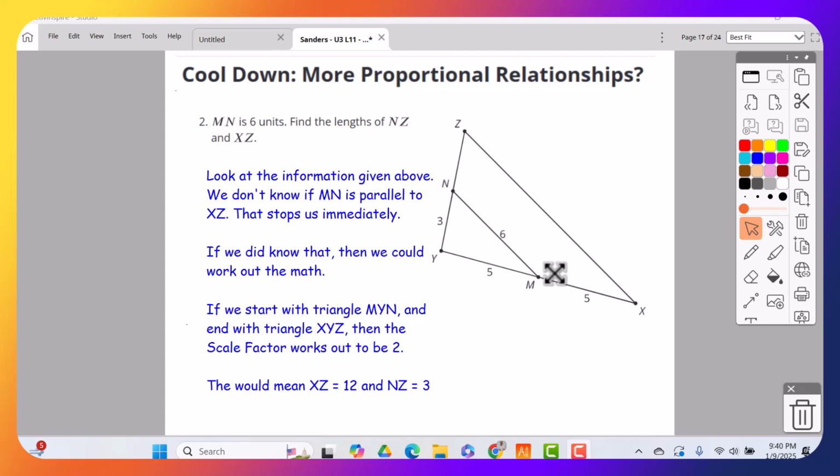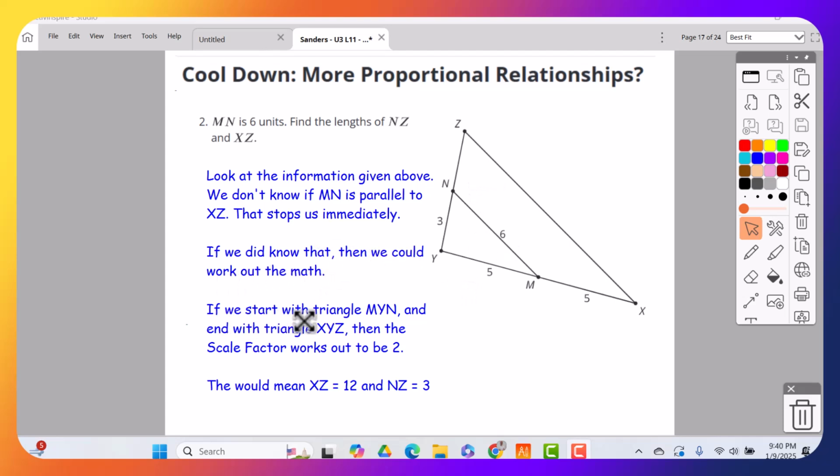We haven't been told anything about MN and XZ, so we don't know if they're parallel. They look like it, but we don't have any markings, and we haven't been given any information that tells us that. Look at the information given above. We don't know if MN is parallel to XZ. That stops us immediately. If we did know that, then we could work out the math.